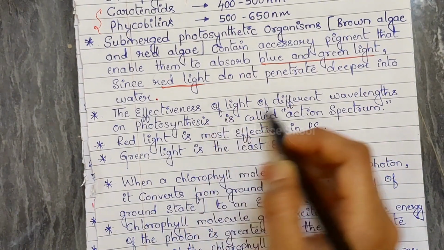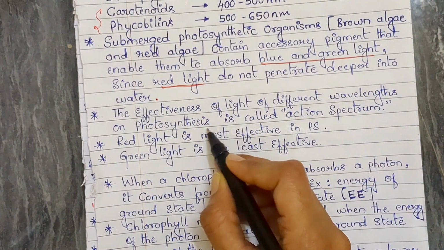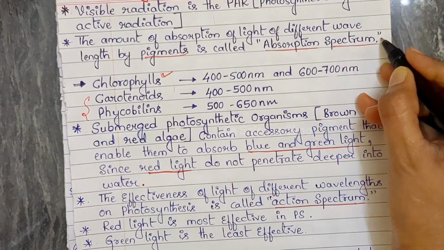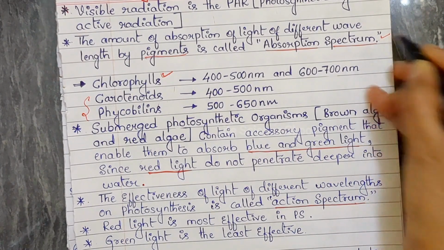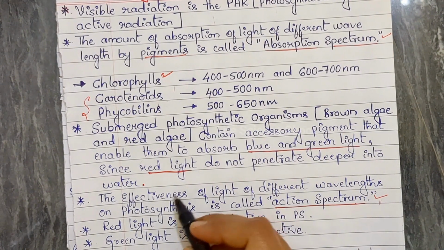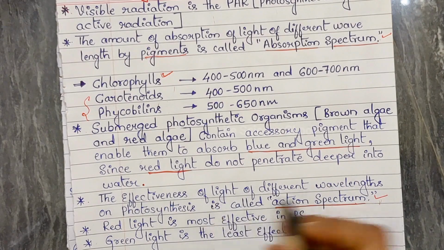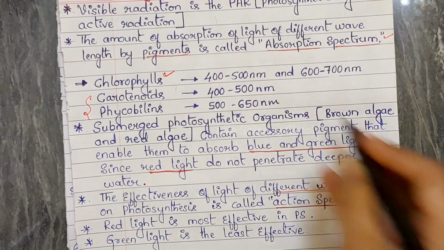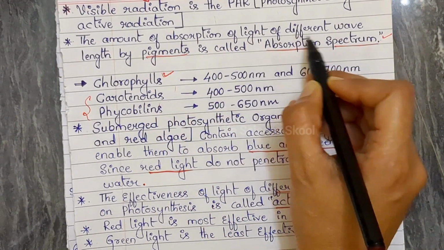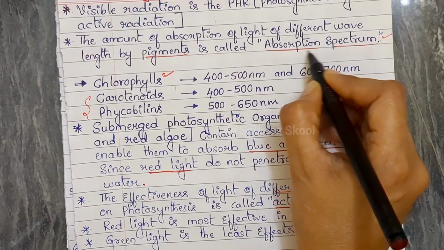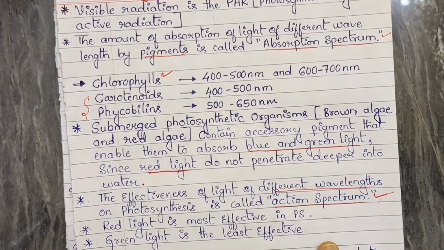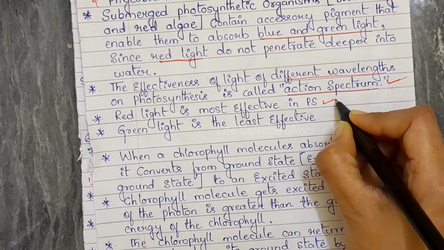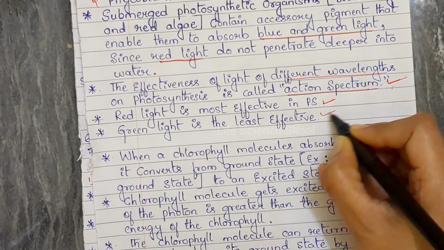The effectiveness of light of different wavelengths on photosynthesis is called the action spectrum. There is a slight difference between the absorption spectrum and the action spectrum. The effectiveness of light of different wavelengths on photosynthesis is called the action spectrum, whereas the amount of absorption of light of different wavelengths by the pigments is called the absorption spectrum. Here red light is most effective in photosynthesis, and green light is the least effective.